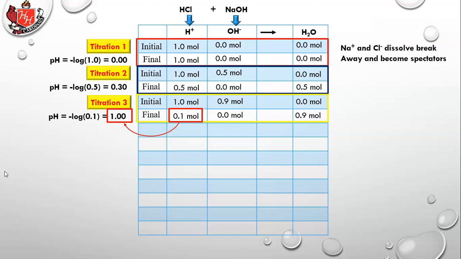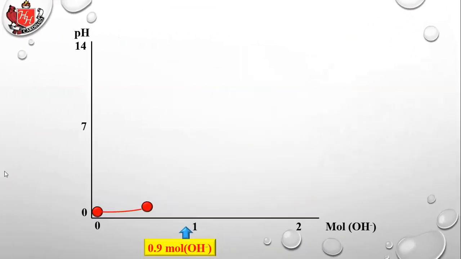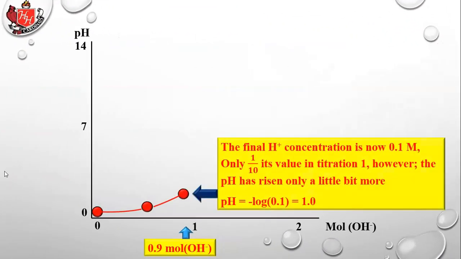So now we're going to go and plot that, and it goes right there. The final H plus concentration is now 0.1 moles, or molar. That's only 1/10 the value of titration 1. However, the pH has only risen a little bit more. It's gone from 0 in the first titration only up to 1. I mean, that's on a scale of 14. So it hasn't gone up very much.